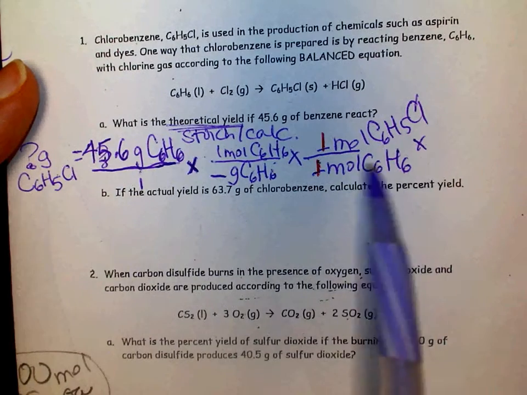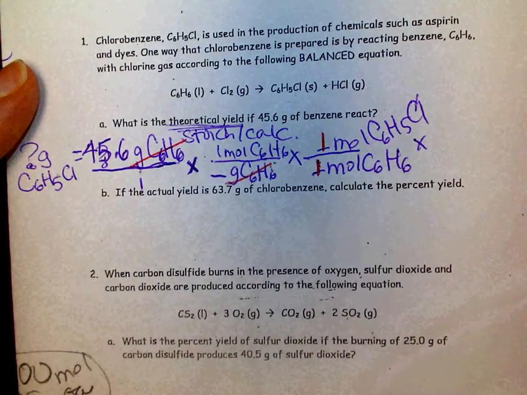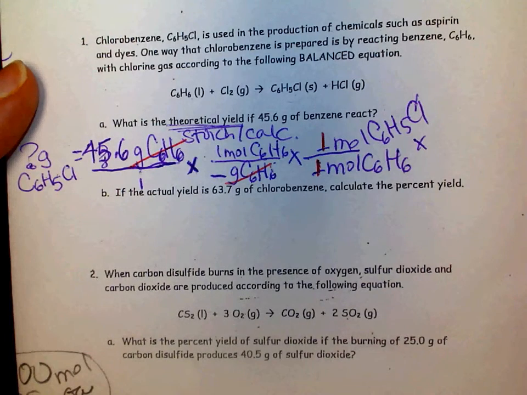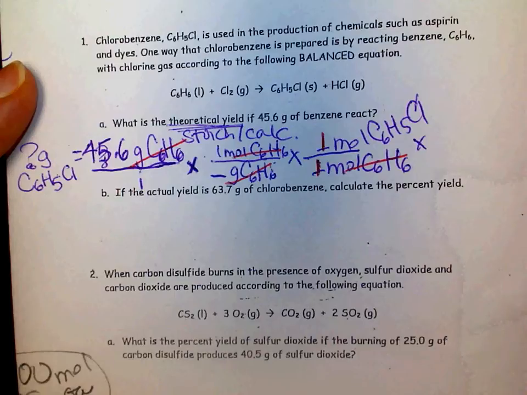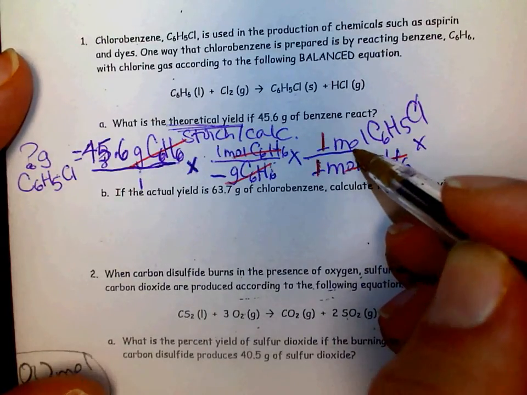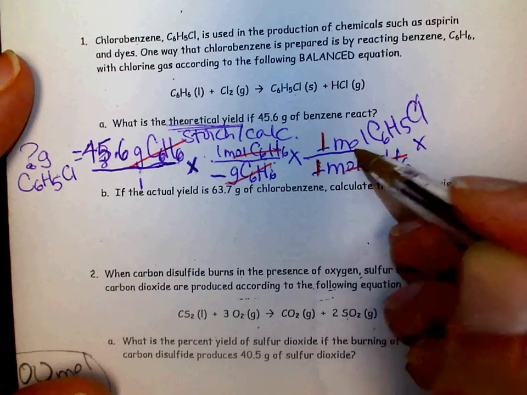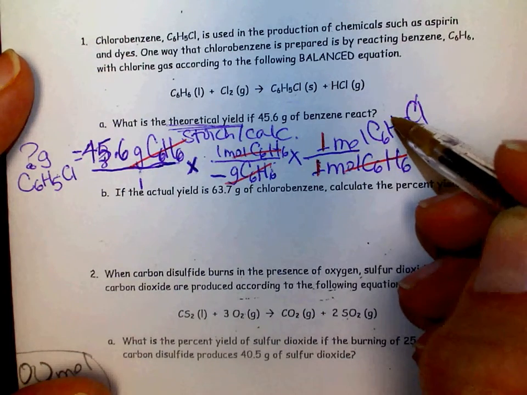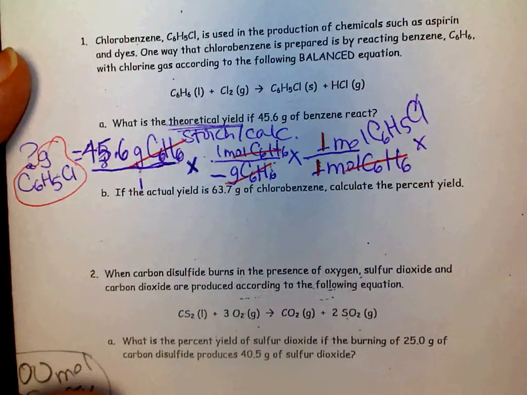All right. Now, shucks, what units have canceled? Benzene, grams, right? How about moles of benzene? Moles of benzene. Now, what do I have here? If I stop the problem now, what is my unit? Moles of chlorobenzene. And what do I want? Grams. Well, that's a no-brainer. How do I get from moles to grams?